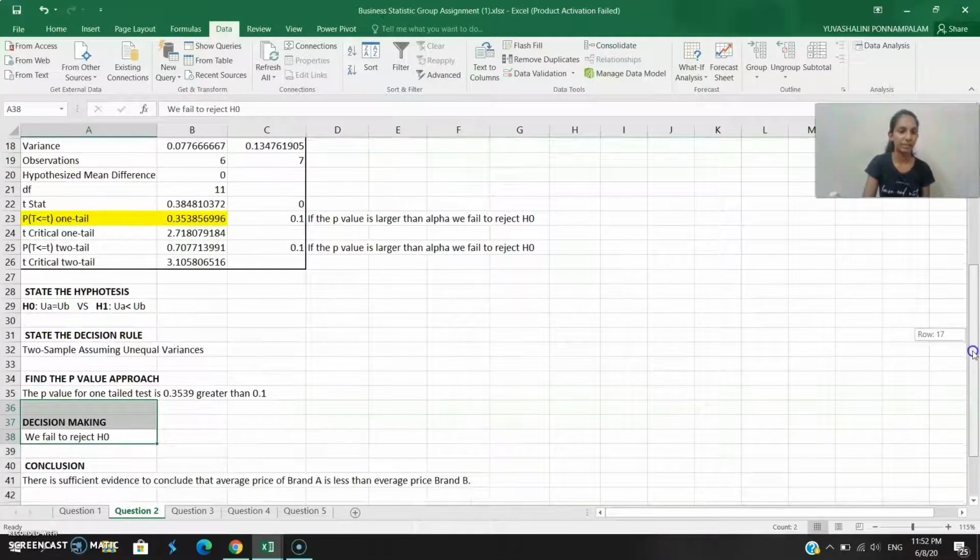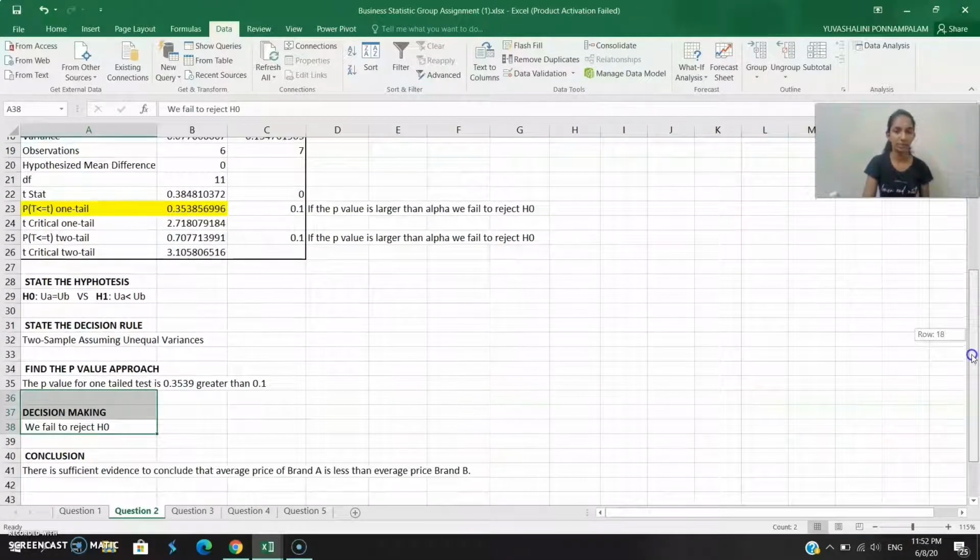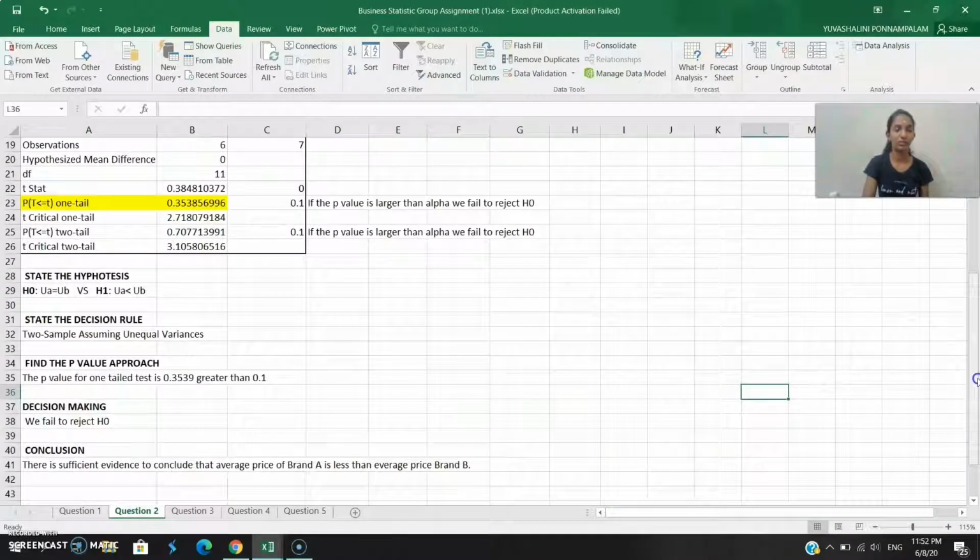And the decision making, the fourth step, is that we fail to reject the H0. So from here the doctor can conclude that there is not sufficient evidence to conclude the average price of brand A is less than the average price of brand B. Which means the means are the same.